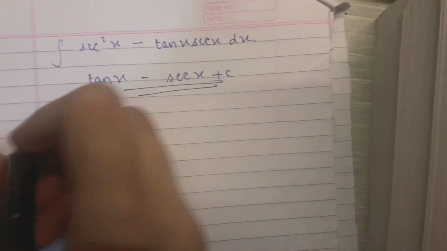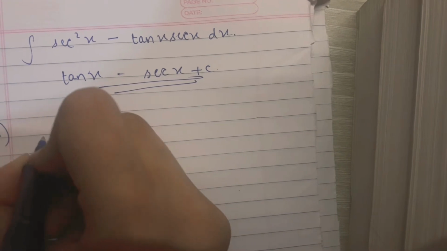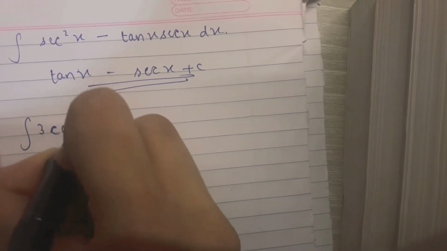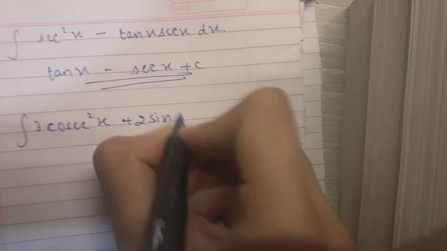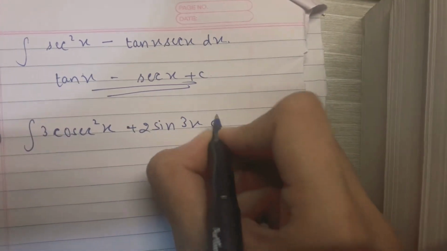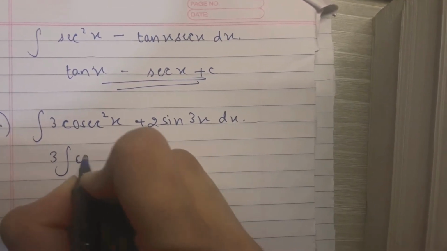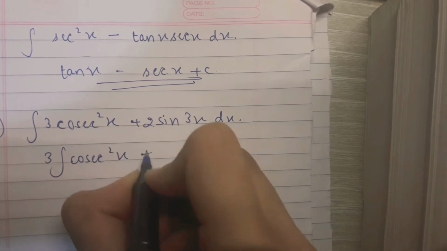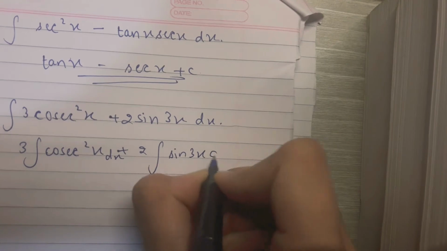So let's move on to the 12th question now. The 12th question is integral of 3 cosec square x plus 2 sine of 3x. Okay, this is relatively simple. So we can leave the constants outside and integrate these two separately: 3 integral of cosec square x plus 2 integral of sine 3x.